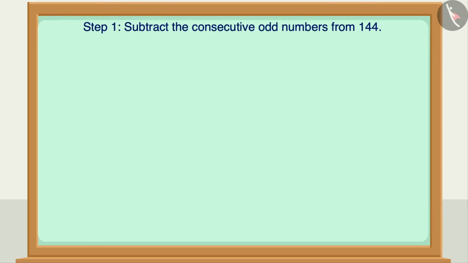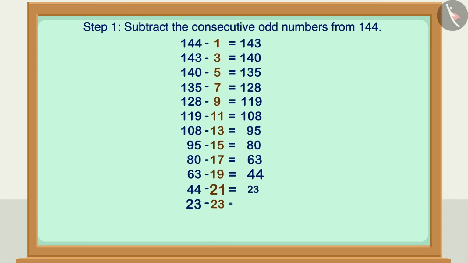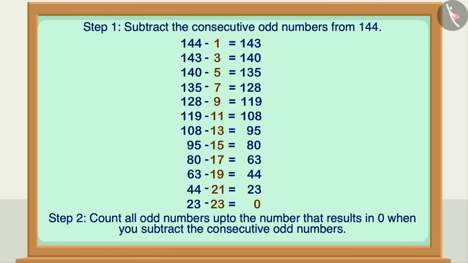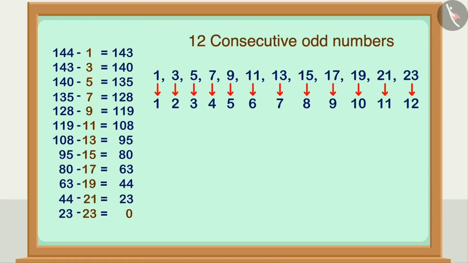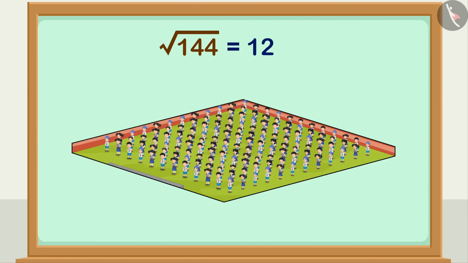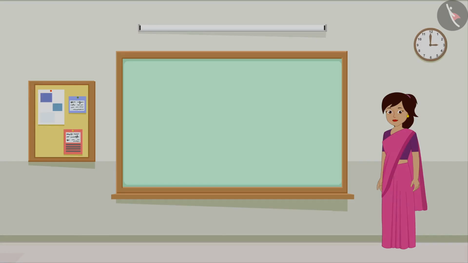First, subtract the consecutive odd numbers from the number 144. Count all the odd numbers up to the number that gives 0 when you subtract the consecutive odd numbers. Here we are getting 0 by subtracting 12 consecutive odd numbers. So the number 12 is the square root of 144. So now, the students will have to stand in 12 rows and each row will have 12 students.